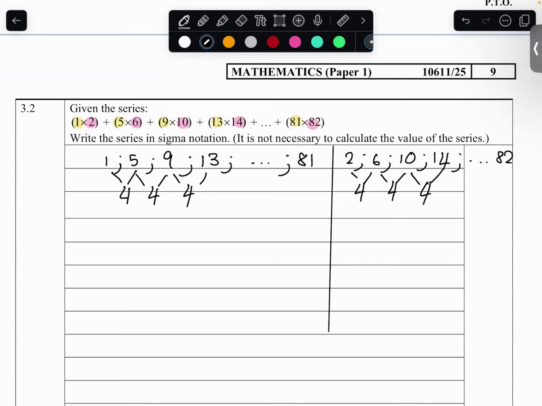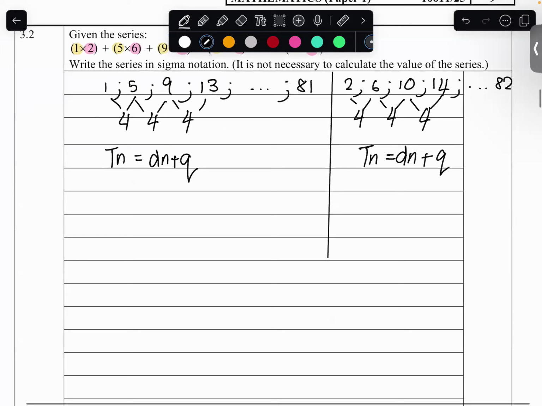All right. So to get this general term, Tn is equal to Dn plus Q, and this one is also Tn is equal to Dn plus Q because they're both arithmetic. D is your common difference, which is 4n, and then Q is what you do to D to get the first term. So what do I do to 4 to get to 1? Minus 3. All right, that's the first one.